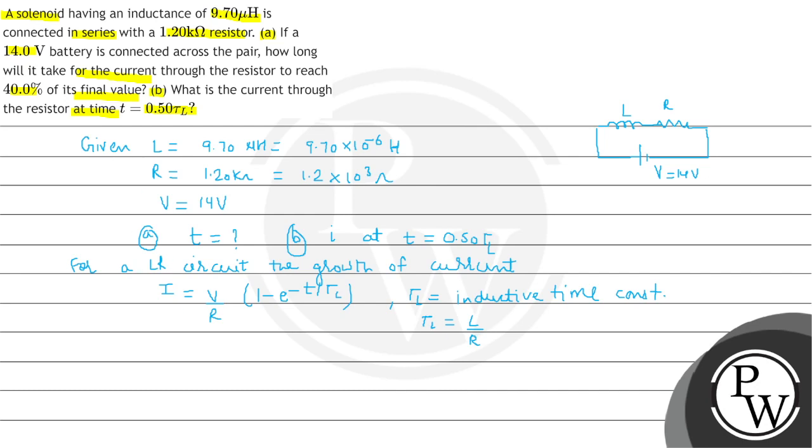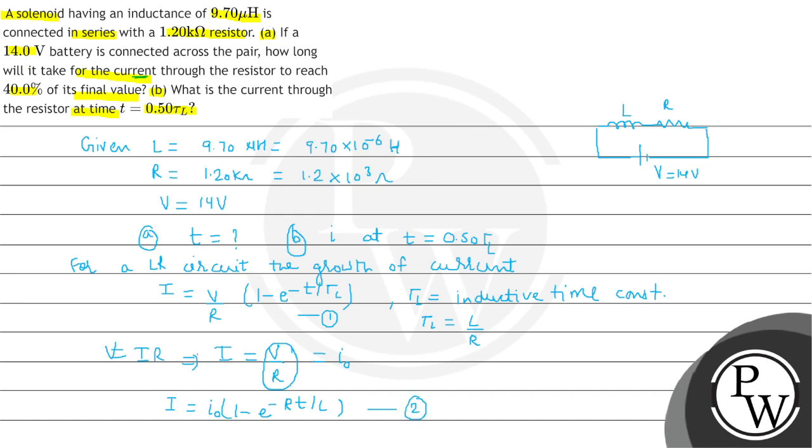Now for the maximum value of current through the resistor we will use Ohm's law, which is V equal to IR. So I is equal to V by R. This is the maximum value through the resistor. Let's suppose this is I naught. So on substituting this in equation 1, one can get I is equal to I naught times 1 minus e to the power minus R t by L, where we also substituted the value of tau L. Let's suppose this is our equation 2.